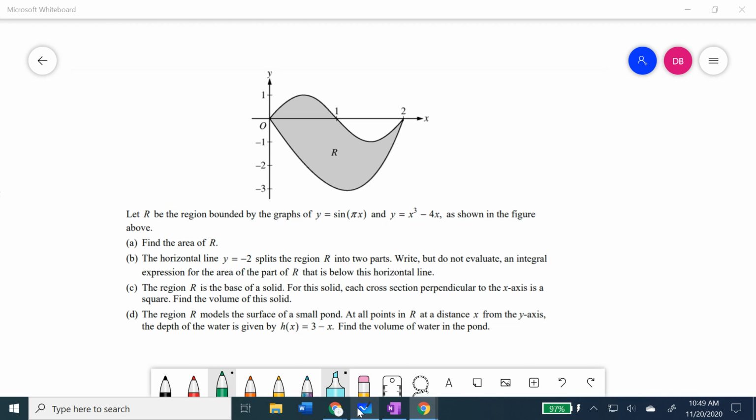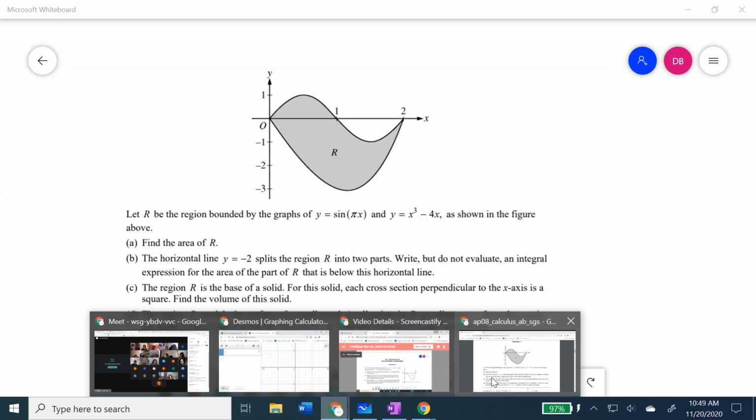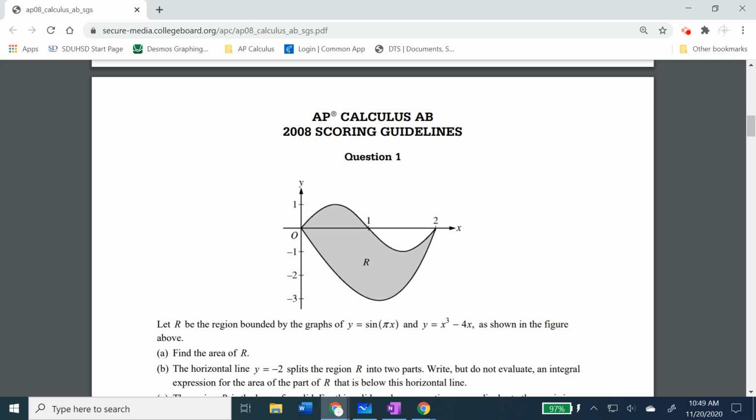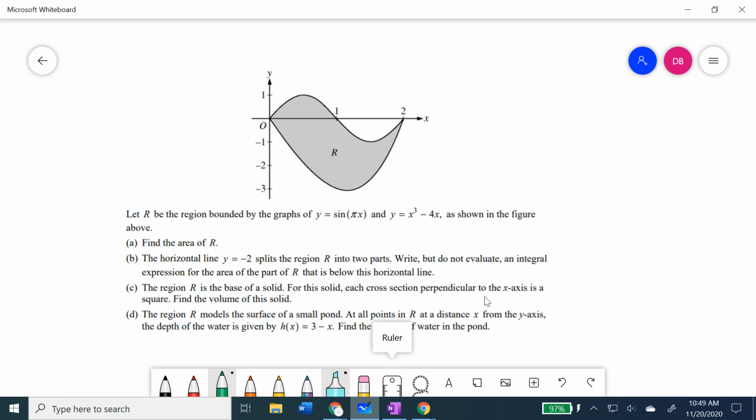All right, this problem is, let me make sure I have the right one here. This is 2008, question number 1 for the AP Calculus test. And part A wants you to find the area of the region, and you do have a calculator available to you. Now, they did not give you function names for these two, but what you can do in the work of the problem. So basically, you're going to have space to write your answer to part A.